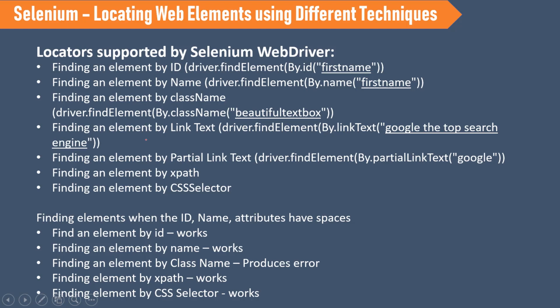So we have seen the 8 basic locators: ID, name, class name, link text, partial link text, XPath, and CSS selector. And there is one more thing left here, which is the tag name. So we have seen 7 of these, not 8 of these. So tag name is left. Tag name we will see in the later videos. So we have covered the 7 basic locators here. And now we will see what happens when the IDs or names or attributes that we are using have spaces. Let's see that.